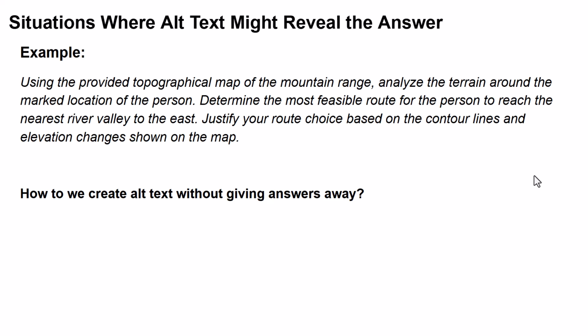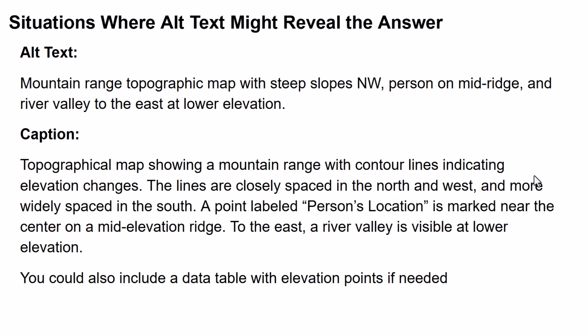So how do we take the map, not give away the answer, still give them enough information to go off of so they can answer the question, but without obviously stating the answer? If we kept it short, like our alt text should be, we might say: mountain range topographic map with steep slopes in the northwest, person on the mid ridge, and a river valley to the east at a lower elevation.